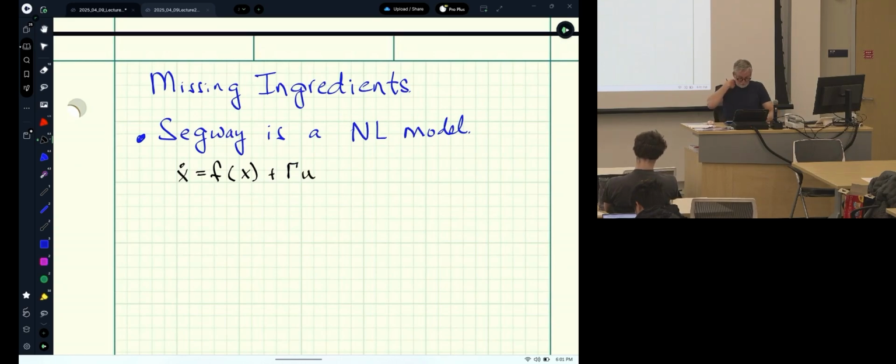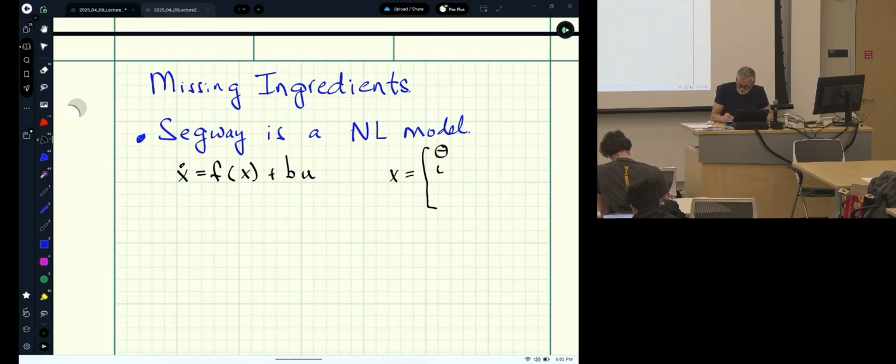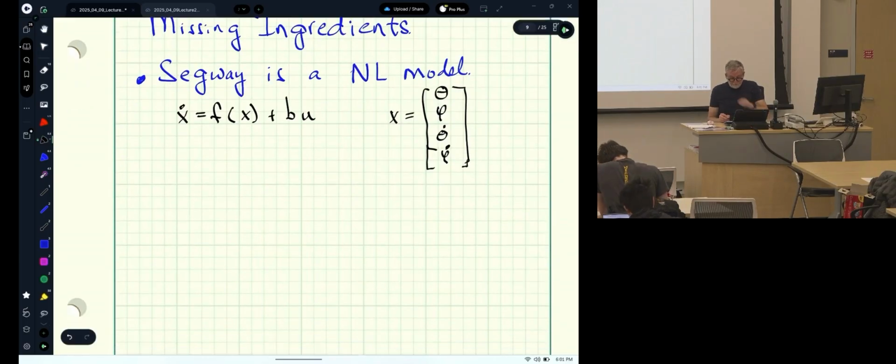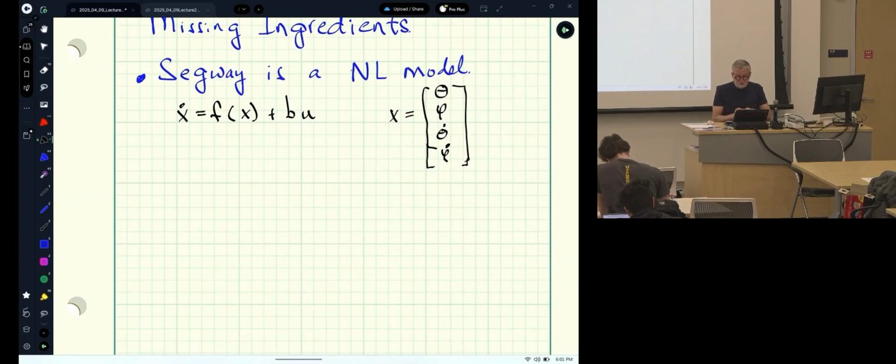I'm just going to put the torque in like this, okay? So you'll see where they, now let me put this as a B, like this. Okay, so here X is the lean angle of the Segway, the rotation angle of the wheels, the velocity of the rotation of the upper body, the lean angle, and the speed of the wheels. So that's the state, but it's nonlinear.